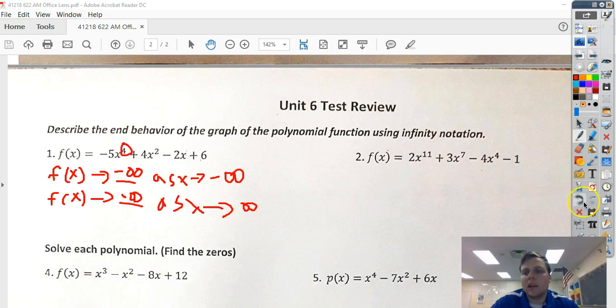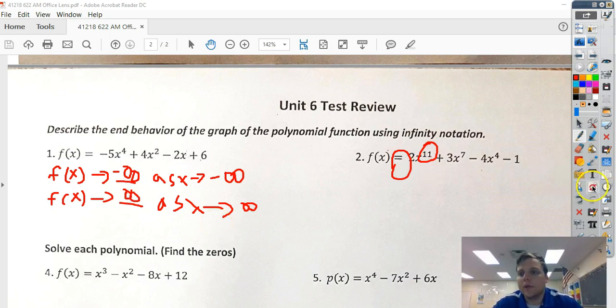All right, number 2 is the same question. I don't feel like rewriting all this. So we're going to use the same answer selection on number 2, okay? The highest degree on number 2 is 11. It is positive. So odd, positive, down, up. So y goes down to the left, and it goes up to the right. There you go. That's how you do 1 and 2.